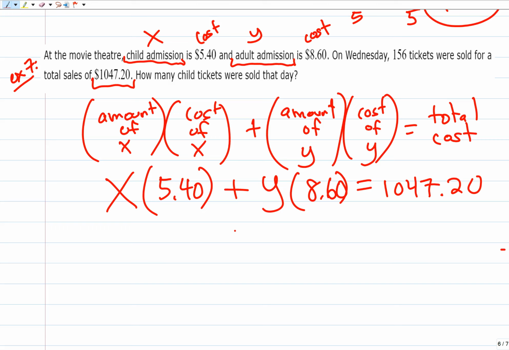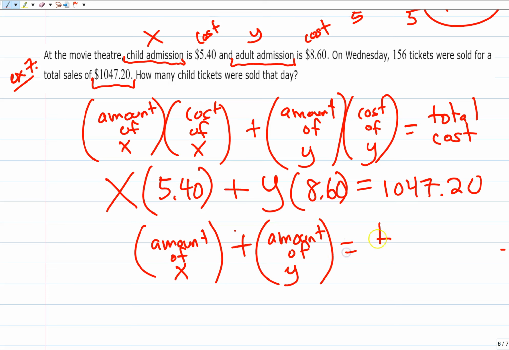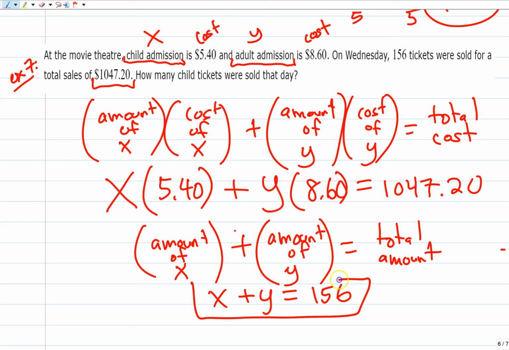That's another model we need to know, and it's not a difficult one. If I take the amount of X plus the amount of Y, that just gives me a total what? Not a total cost, a total amount, right? So basically it's just X plus Y equals 156. We have two equations.